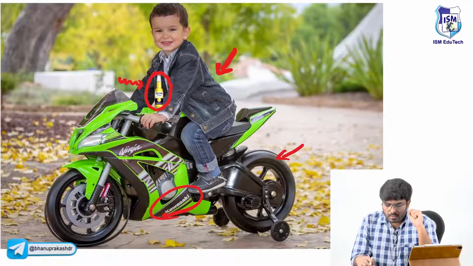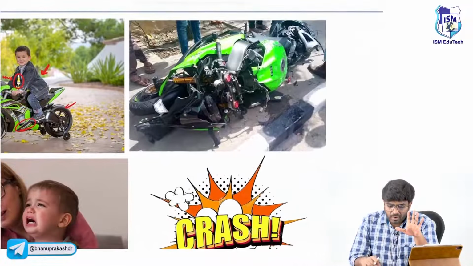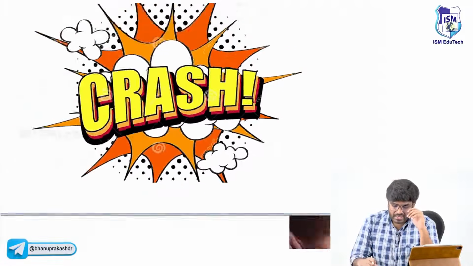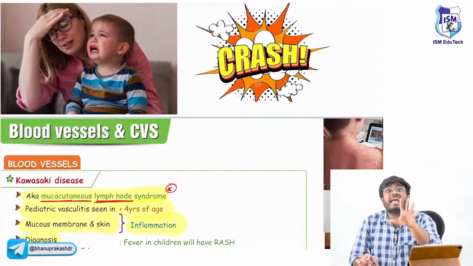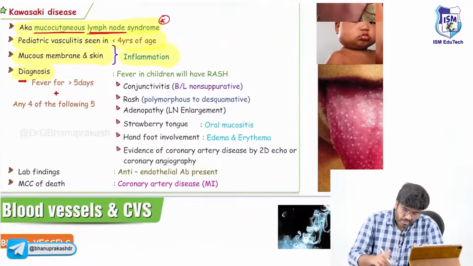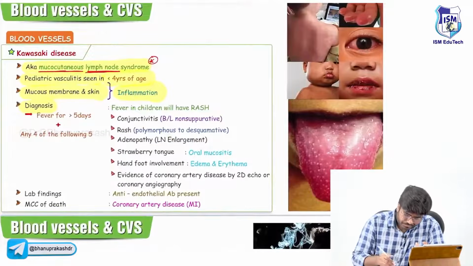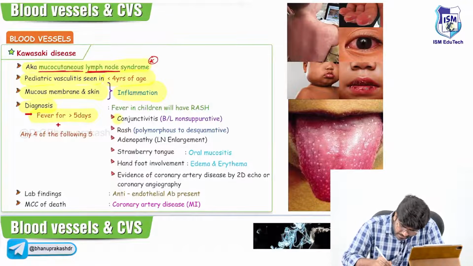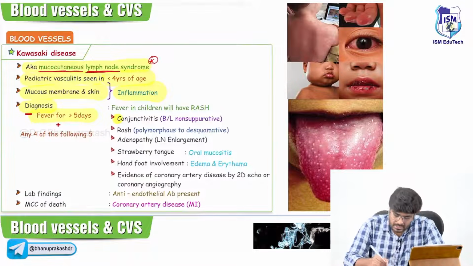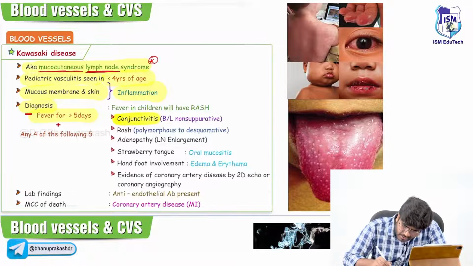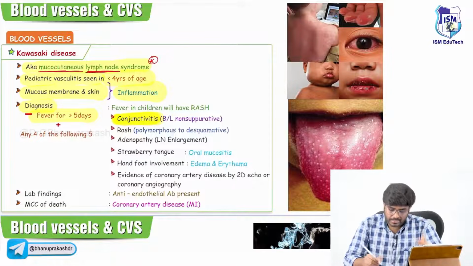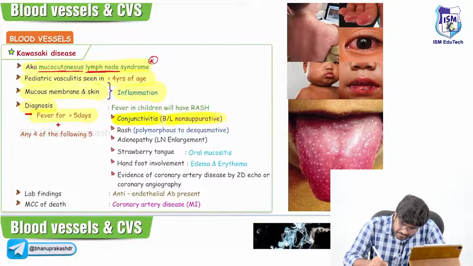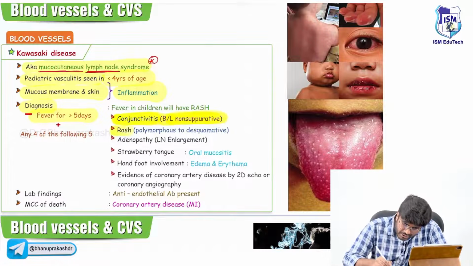Now what happened? He's having a crash. So what exactly does this crash stand for? That's for the diagnosis. Look, how to put the diagnosis of Kawasaki disease? The patient is going to have CRASH. C for conjunctivitis. The patient is going to have bilateral, non-suppurative conjunctivitis. Then there will be a rash, a polymorphous rash, polymorphous to desquamative.